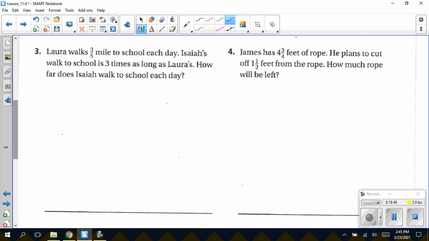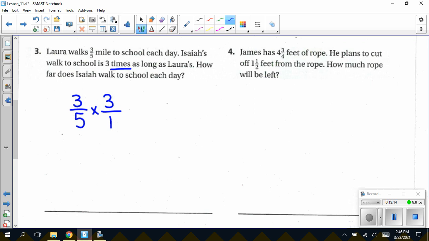Number 3, Laura walks 3/5 miles to school every day. Isaiah's walk to school is 3 times as long as Laura's. How far does Isaiah walk to school each day? So my key word is times. I'm going to take 3/5 times 3. Remember that 3 is 3 over 1. Make sure your answer is in simplest form as a mixed number.